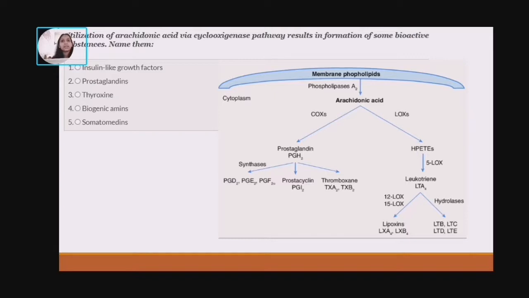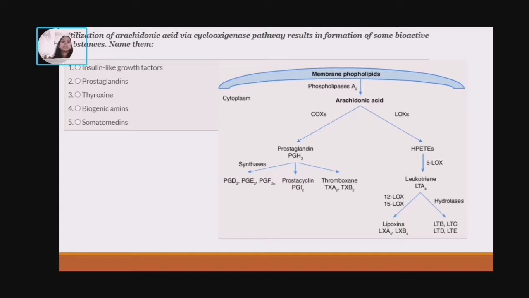Okay, and then, utilization of arachidonic acid via the cyclooxygenase pathway results in formation of some bioactive substances. Name them. Before moving into this, you have to keep in mind membrane phospholipids, the phospholipids which are present in our cell membrane. When phospholipase A2 enzyme acts on it, arachidonic acid is released. This arachidonic acid can choose two pathways: the cyclooxygenase pathway and the lipooxygenase pathway.